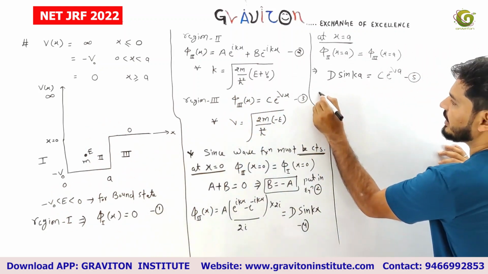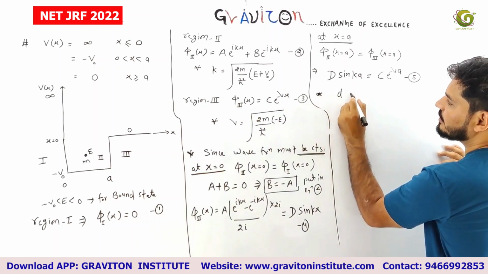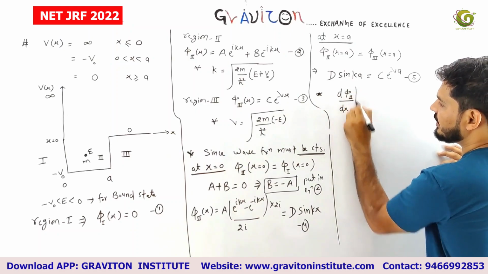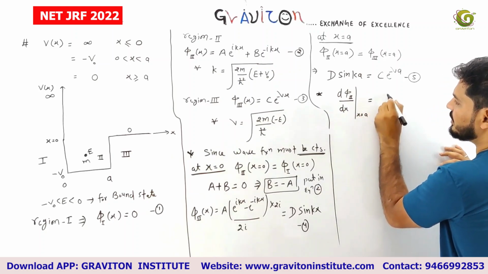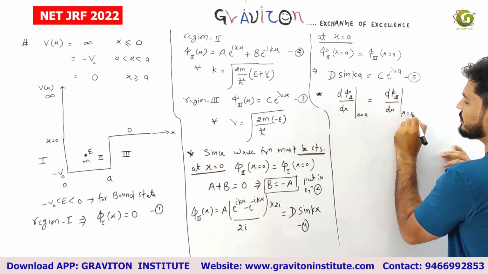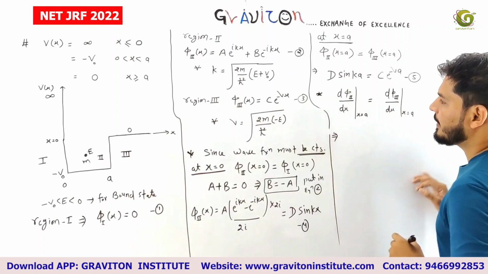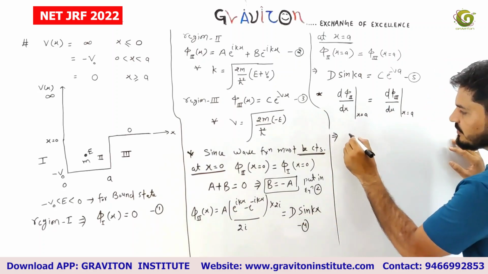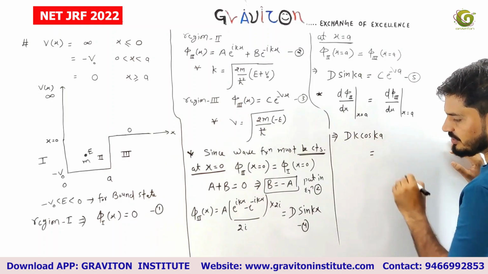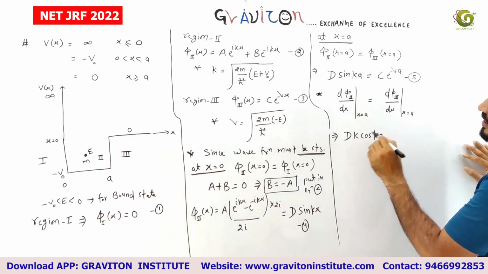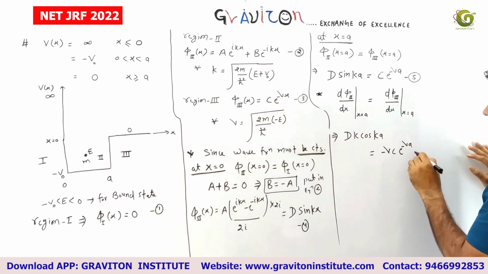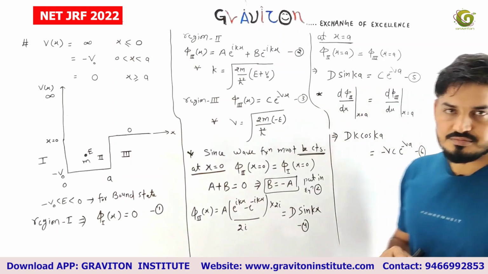So I can say that d phi 2 by dx at x equals a must be equal to d phi 3 by dx at x equals a. Let's use this one. So I can differentiate this equation. So this will become dk cos ka, and this is equal to, if you differentiate this equation, minus gamma c e to the power minus gamma a. Let's suppose this is equation 6. Fine.